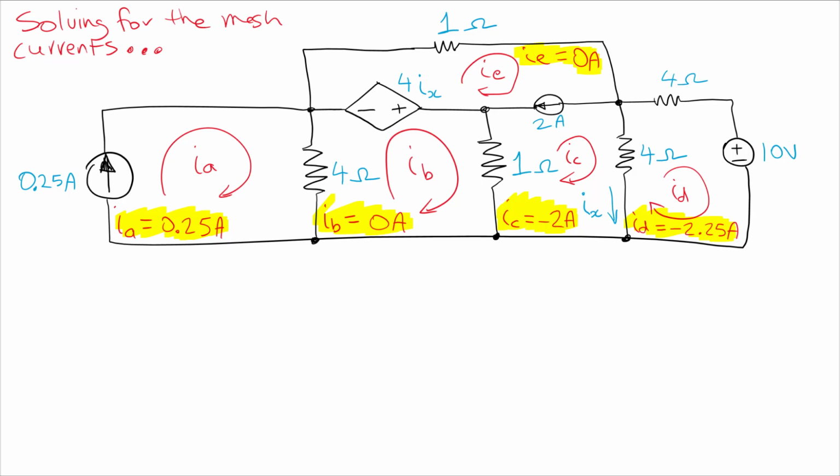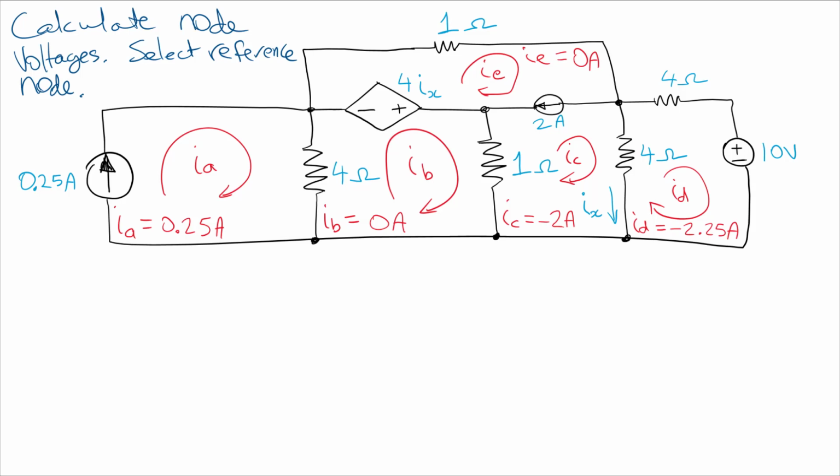Okay, so now we've solved for the mesh currents, and the second part of this question was to calculate the node voltages by using the mesh currents. So how are we going to do that? Well, we're going to need to set a reference node, for the node voltages to make any sense.